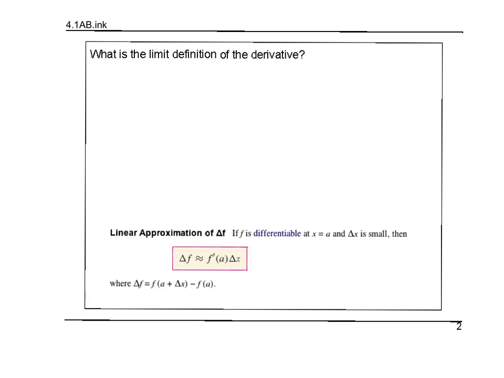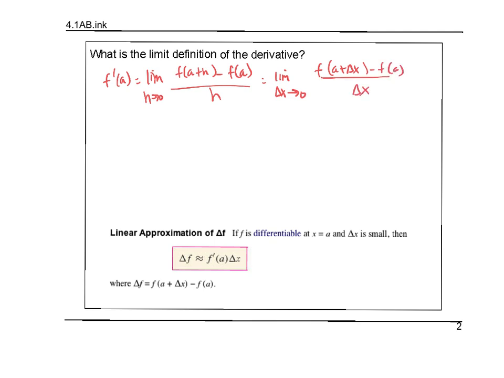All right, so in order to investigate this idea of linearization a little bit more, I want to bring back the limit definition of the derivative. So back in the beginning of chapter 3, we defined f prime of a as equal to the limit as h approaches 0 of f of a plus h minus f of a all over h. Okay, which is essentially the same thing as saying the limit as delta x approaches 0 of f of a plus delta x minus f of a divided by delta x.